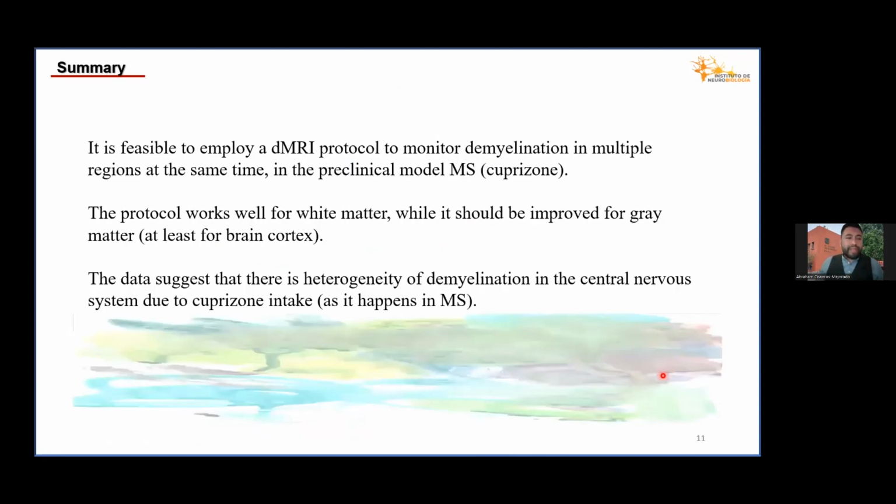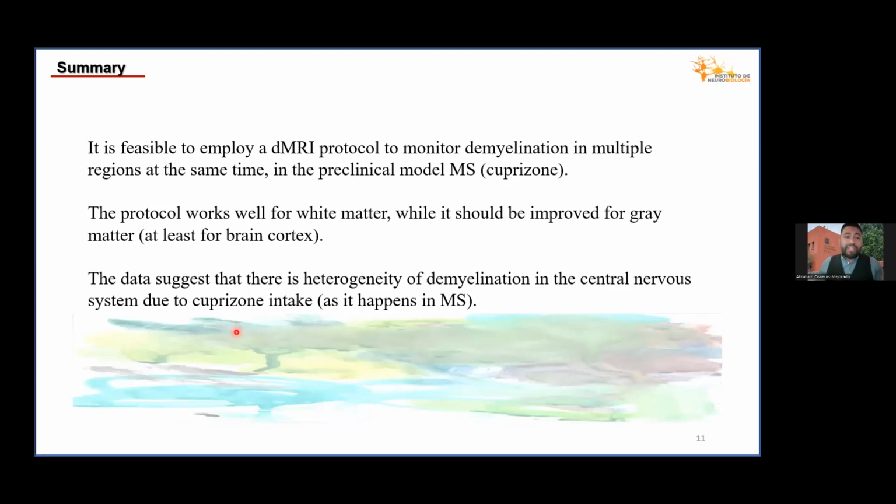In summary, it is feasible to employ a diffusion MRI protocol to monitor demyelination in multiple regions at the same time in the preclinical model of multiple sclerosis, in this case, the cuprizone model. The protocol works well for white matter, while it should be improved for gray matter, at least for brain cortex, probably due to the nature of the region, where myelinated fibers do not necessarily travel in a parallel manner, while other factors could be involved, of course.